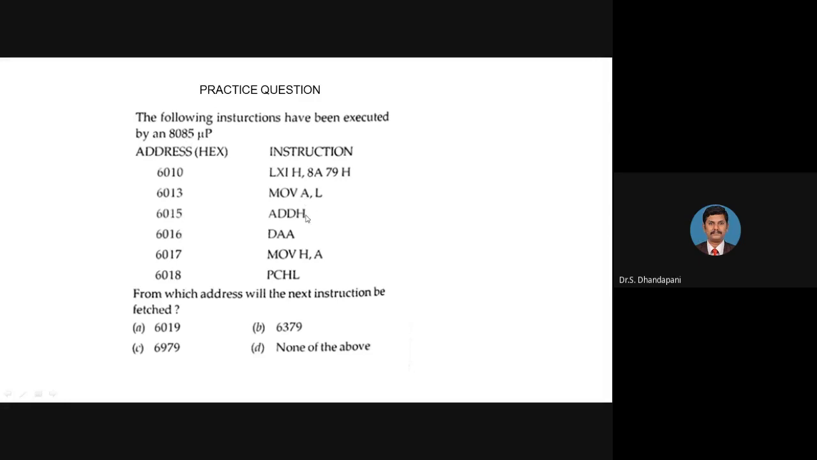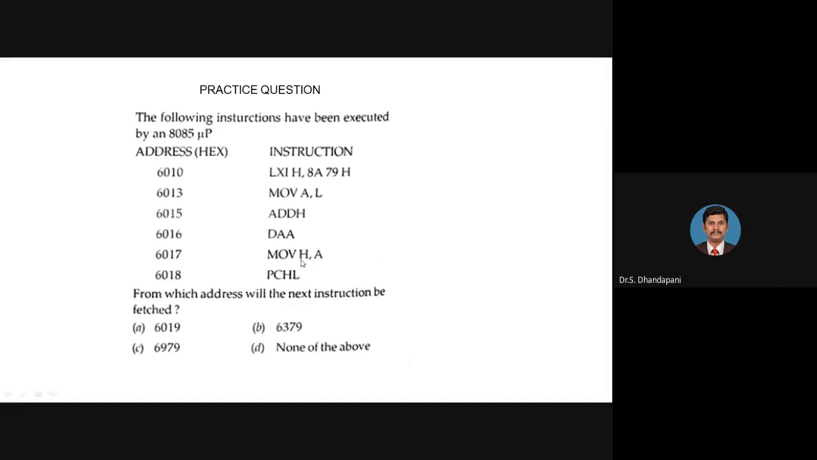Then the value available in A is added with H and the answer is stored in A itself. Then the accumulator value is adjusted to decimal using DAA, decimal adjust accumulator. Then the accumulator value is moved to H. Now the H value is modified and the L value is not modified at all, only the H value is modified. Please note the L value is the original value available from the first instruction.